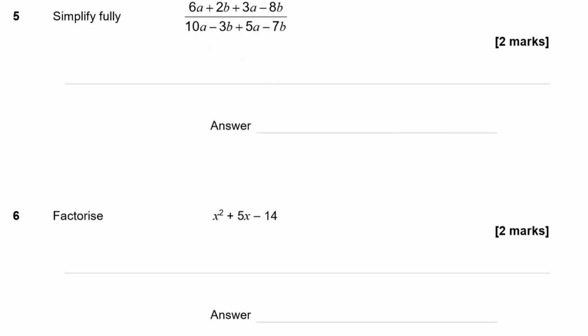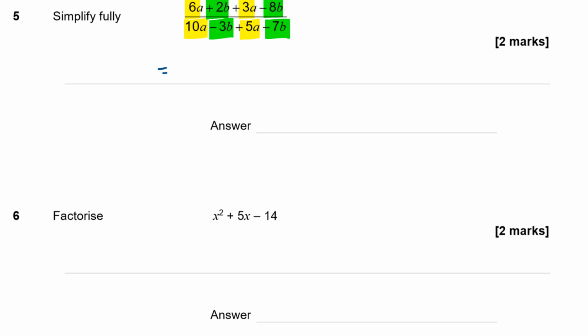Question 5. Simplify fully 6a plus 2b plus 3a minus 8b, all divided by 10a minus 3b plus 5a minus 7b. Okay, so first off, let's try and collect like terms. So I've got 6a and a 3a up here, I've got 10a and a 5a down there. I've got a plus 2b and a minus 8b on the top, and a minus 3b and a minus 7b on the bottom. Now notice I'm highlighting the sign along with the term because those two things belong together.